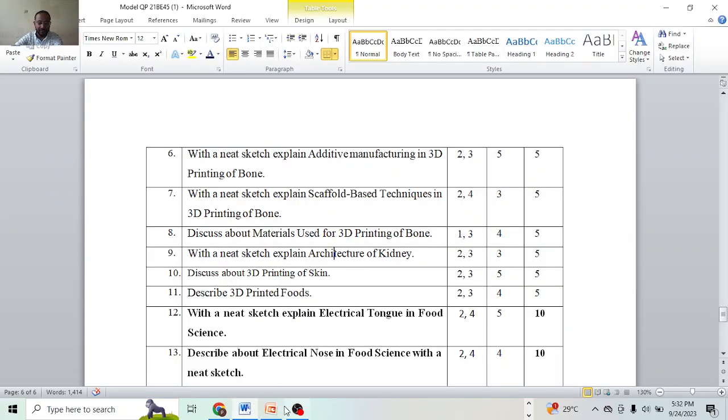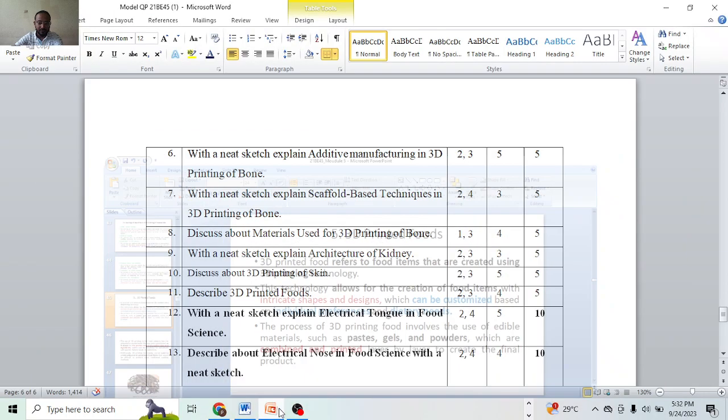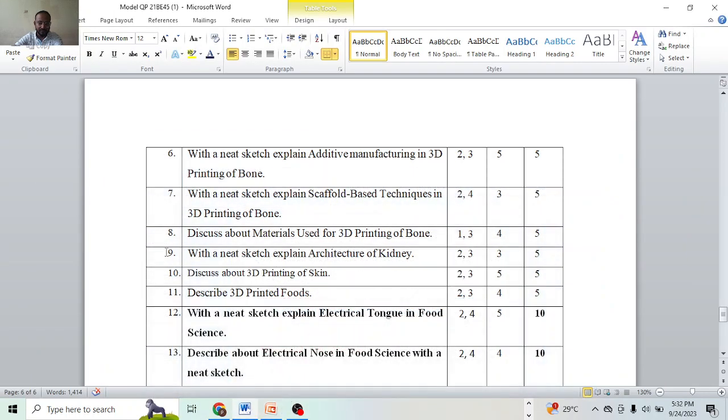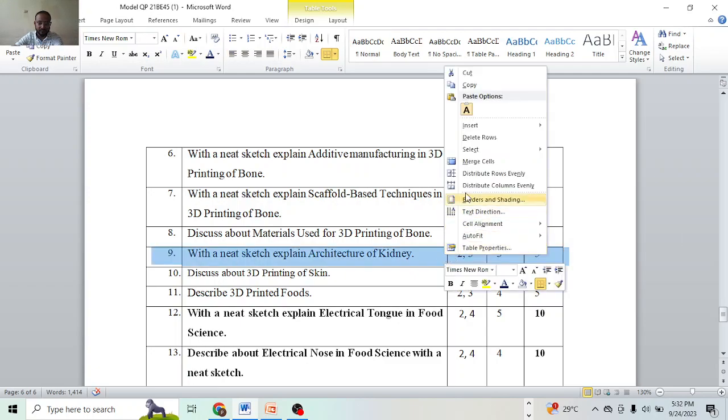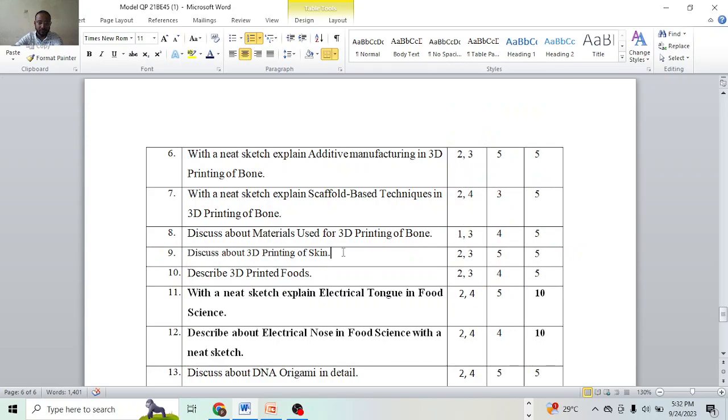Next, architecture of kidney. Why did it come here? This question should not be here because this comes under kidney, under a different module.